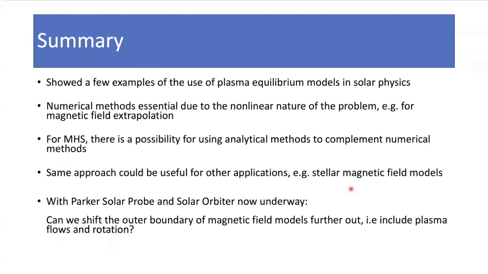And the final point that I made was, can we shift the outer boundary of magnetic field models further out? Maybe to include plasma flows. We've done that. The model that I showed there didn't have any rotation. If we wanted to go further out, we probably would have to include some sort of rotation of the sun. We've actually done that, or started to do that already, but I think we haven't finished that effort yet.